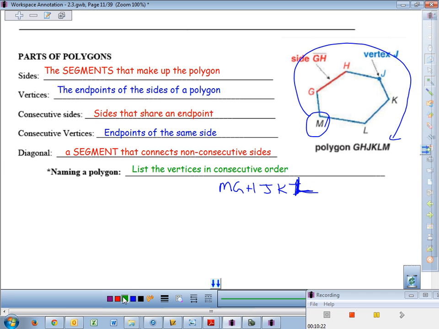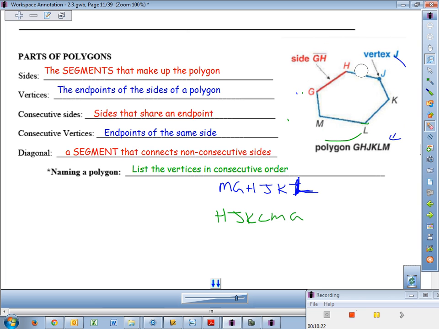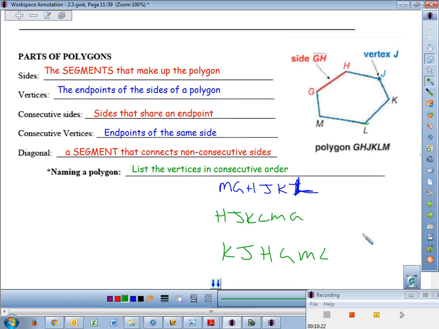Is that the only thing I could have called it? Nope. What if I started here and went around clockwise? What would it be called? H, J, K, L, M, G, correct? Could I go the other way around? Yes, I could go the other way. I could call it K, J, H, G, M, L if I wanted to. Now watch my pen. Could I call it L, H, G, K, J, M? Could I call it that? See how I jumped all over the place to do that? You got to go around the clock, either one way or the other. Who cares what you start with?